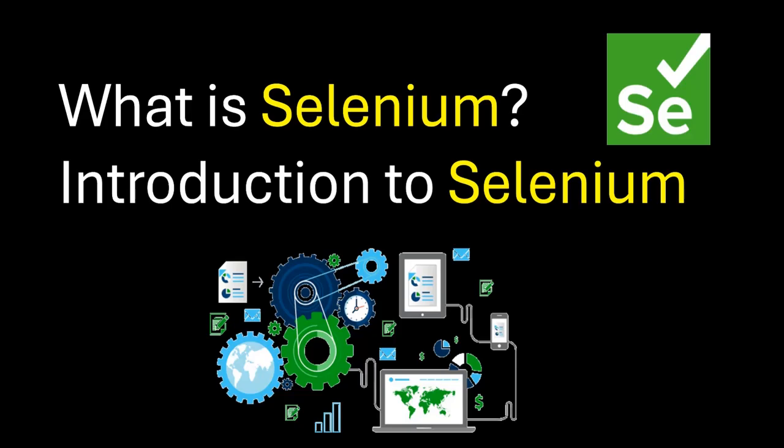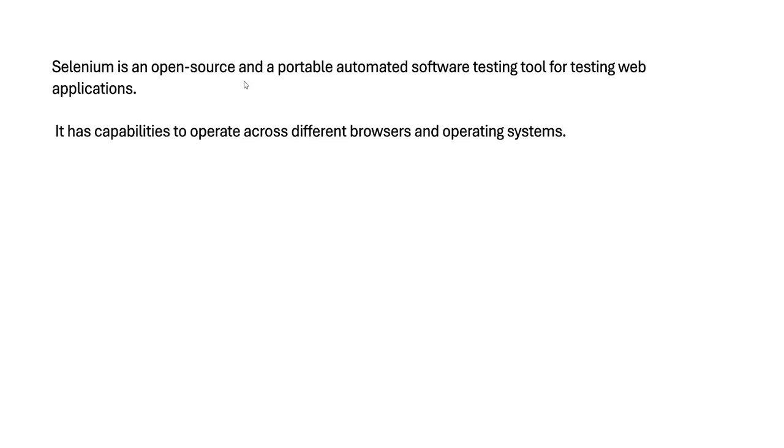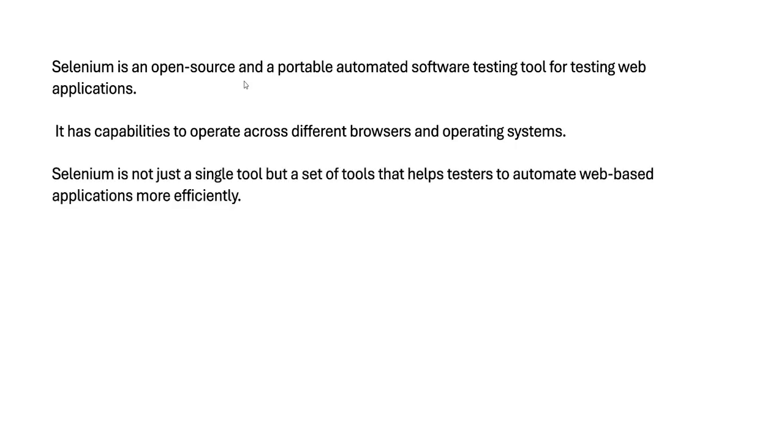Let's get started. So Selenium is an open source and portable automated software testing tool for web applications. So it is an open source tool. Okay, you do not need any license. Okay, you can directly download it and then start using it. It has capabilities to operate across different browsers and operating systems.